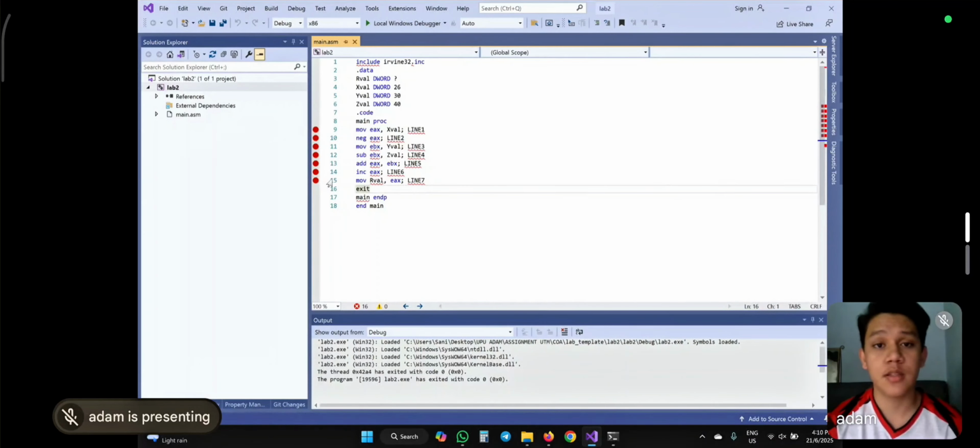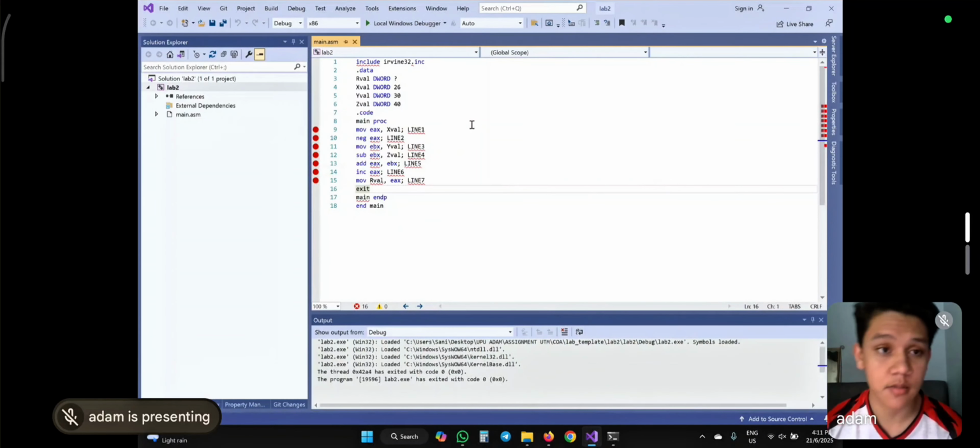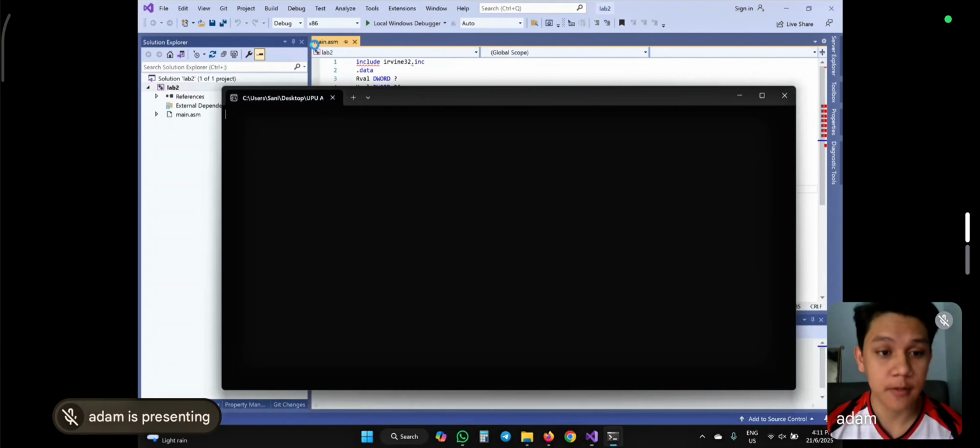Okay. I'm going to be starting with question 2. As you can see, this is the line of code that has been given for question number 2. Arval is still unknown. Xval is 26, Yval is 30, Zval is 40, and this is the main code that will be executed. So let's start executing. Before that, here I put a breakpoint at each line because when I start debugging, I want to pause at each line so I can look at the value of the register at each line. Okay, let's start debugging.